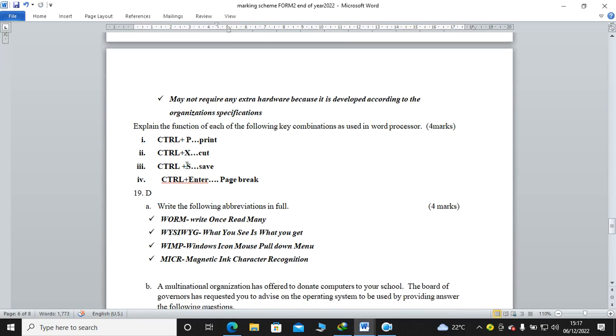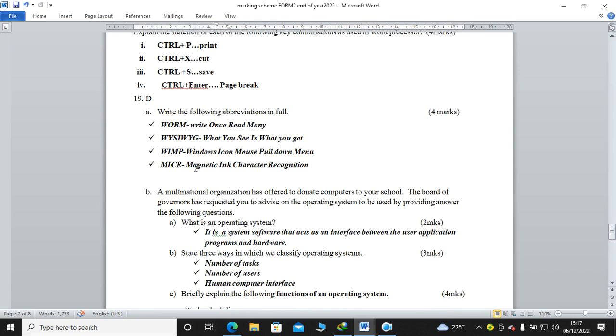Write the following abbreviations in full. We have WORM. What does WORM stand for? So WORM stands for write once, read many. This one is used in CD technology. Then we have WYSIWYG, this one stands for what you see is what you get. That means if I print this page, it will just be exactly as it was in soft copy. That's what it means. What you see is what you get.